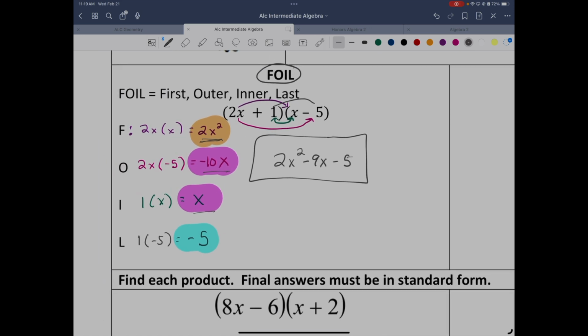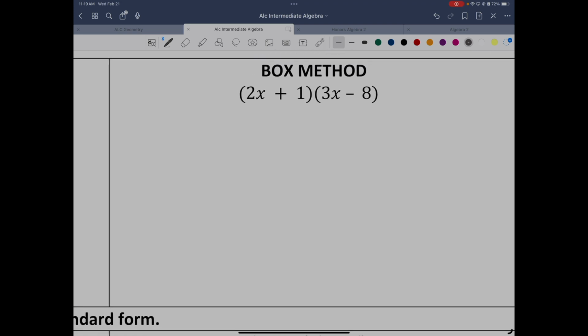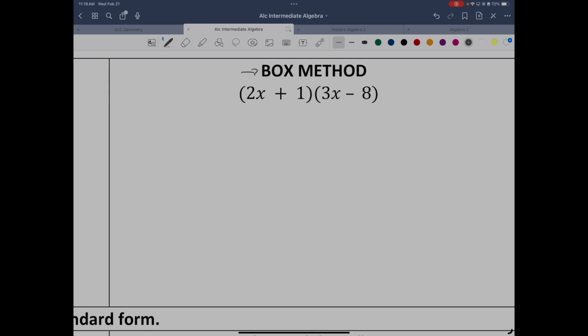So that's one method. The next method is what we call the box method. I like the box method when you're first learning how to do this. I think it works really well. And it makes kind of sense. So box method probably means that we're going to create a box. And that's what we're going to do.